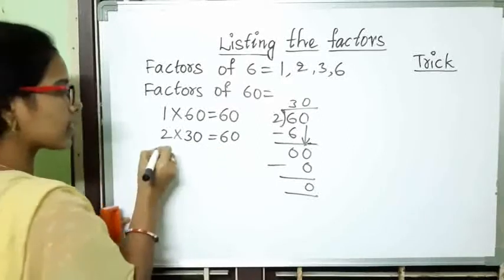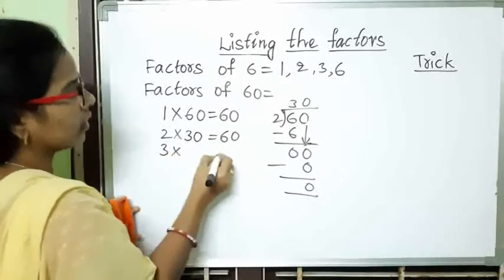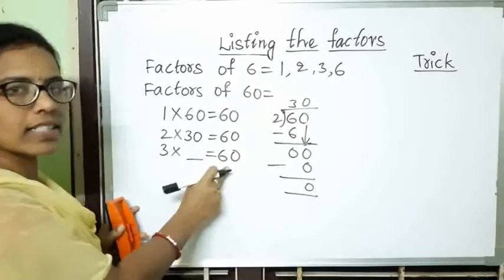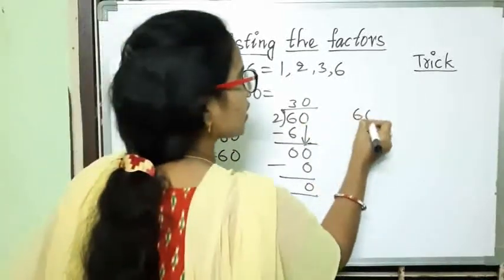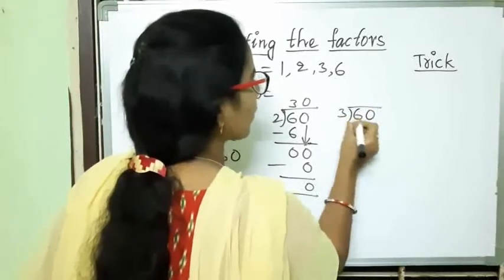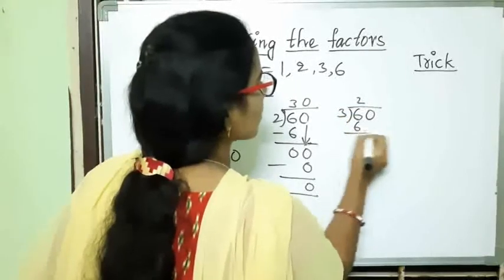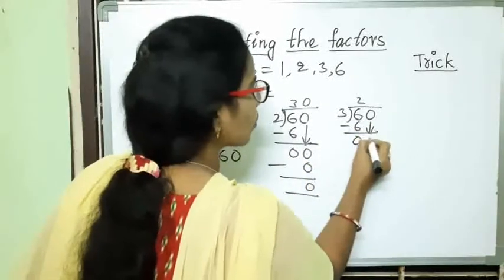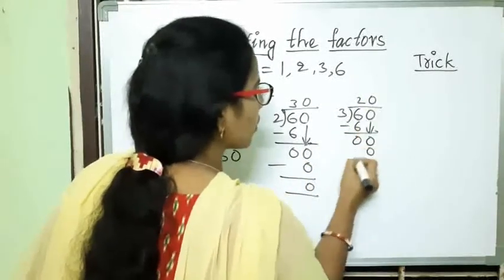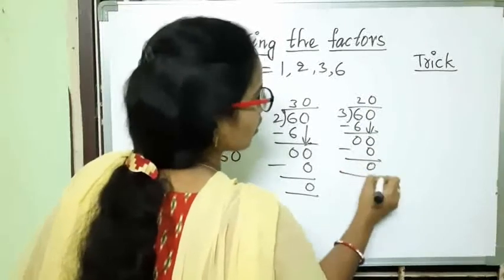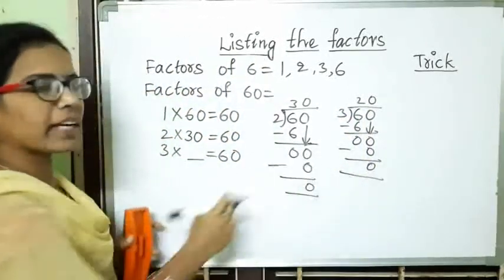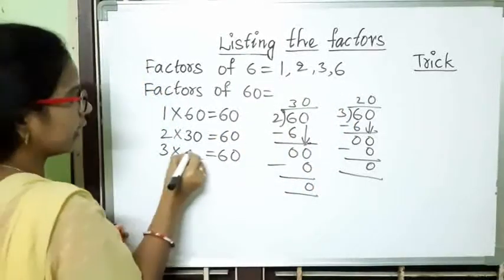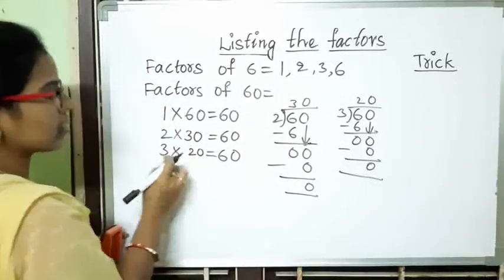Let's take number 3. 3 times how much equals 60? For that we divide 60 by 3 this time. 3 2s are 6. 6 minus 6 equals 0. Bring down 0. 3 zeros are 0. 0 minus 0 is 0. We got 0 remainder. That means 3 is a factor of 60. 3 times 20 equals 60.